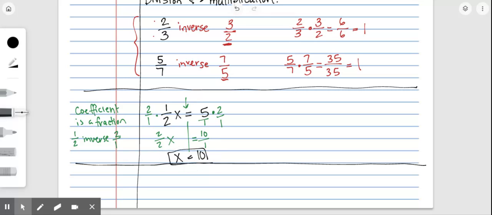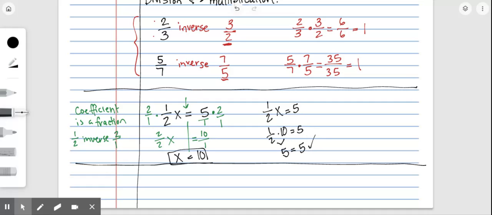And then we can check it with the original equation, which is 1/2 of x equals 5. So this is 1/2 of 10. 1/2 of 10 equals 5. Well, what is half of 10? Half of 10 is 5. So I know that this is true because 5 equals 5, and that's how I check it.